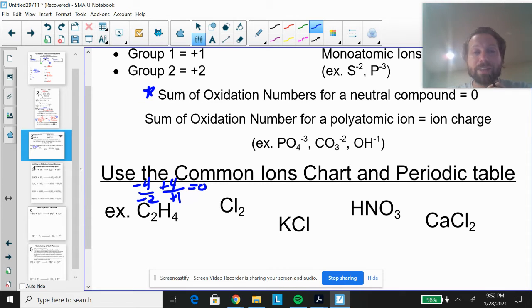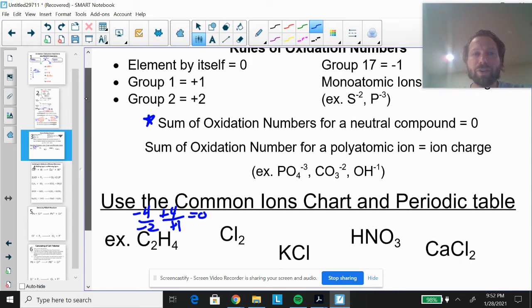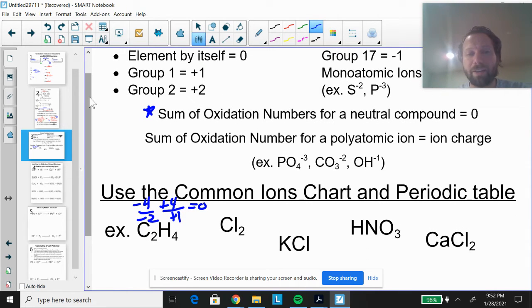With chlorine gas, Cl2, notice that it's a single element by itself, right? There's no other elements. It's bonded to itself, that's why it's the subscript 2, but there are no other elements. So elements by themselves have no charge, or zero oxidation number. So KCl.